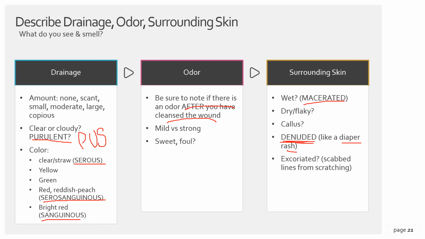Excoriated skin, on the other hand, usually looks like little scabbed lines because it's from the patient scratching. So it just looks like little dots from them scratching. That's excoriated skin. Is the surrounding skin red or hot? That might mean inflammation. Or is it indurated? That's another sign of inflammation. Indurated means hard skin. Skin and soft tissues are usually soft, so if you notice induration, you want to note that.